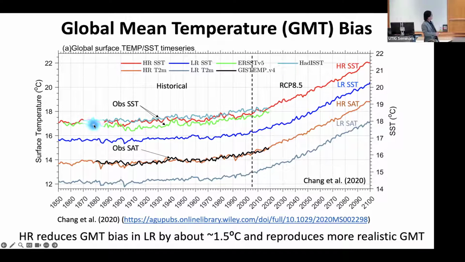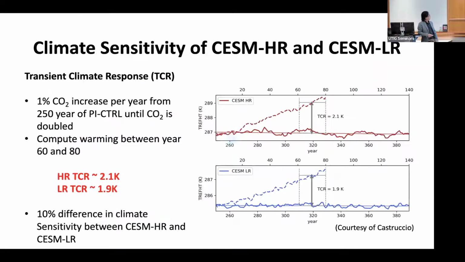Again, we show two different sets of observations. One is from the ERSST version 5, and the other one is the HadISST, which is this bluish color. And you can see our model is actually sandwiched in between the two observations. So the high resolution model nicely captures the global mean temperature. The low resolution model is consistently too cold compared to the observation in this particular version of the model, right? So that's one thing we're very pleased with.